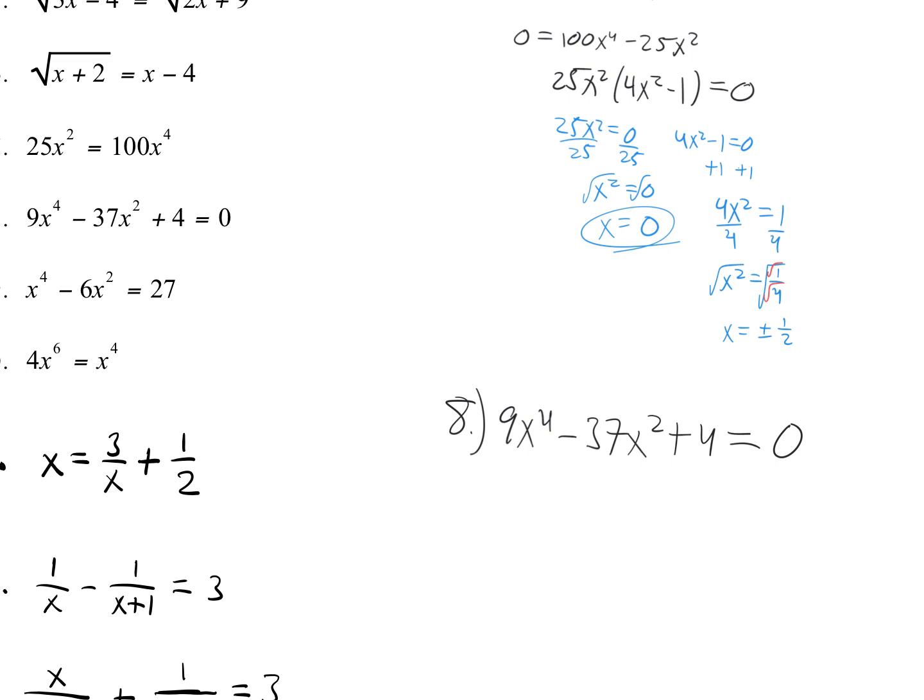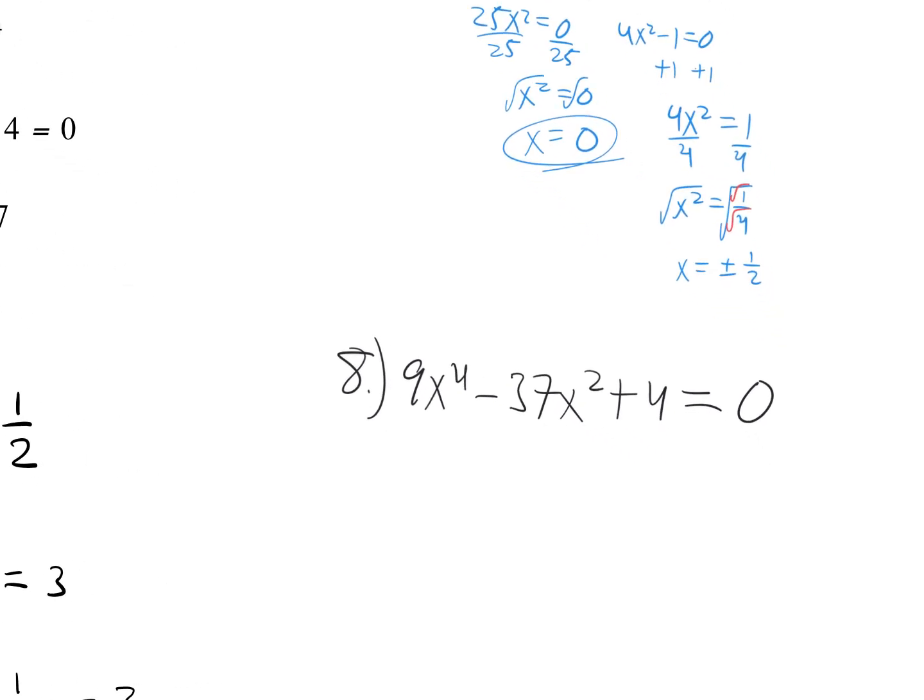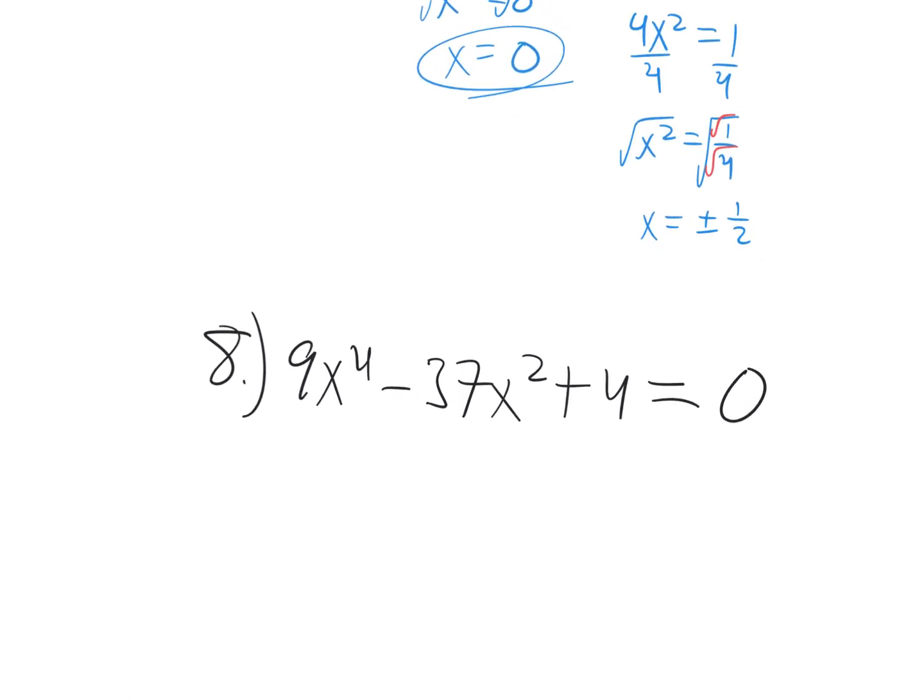It doesn't look like we can group or do anything like that. So what we're going to do is factor it the same way we would a quadratic. This is a quadratic-like polynomial, meaning you can factor it the same way that you would a quadratic. And you can tell that you have one of these when the exponent on the middle term is half of the exponent, or half of the biggest exponent.